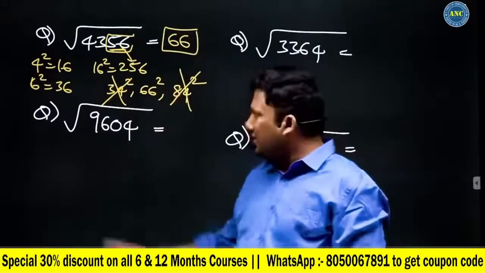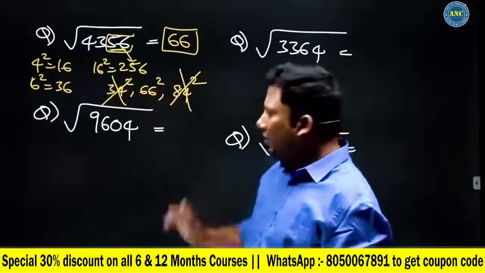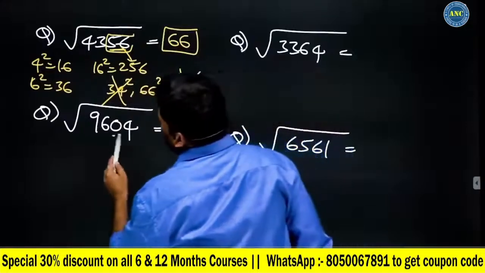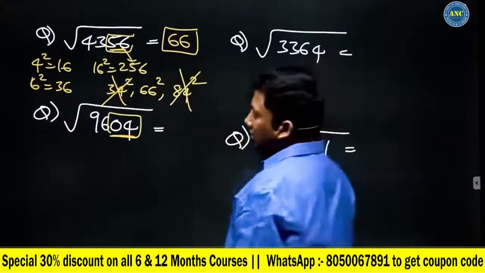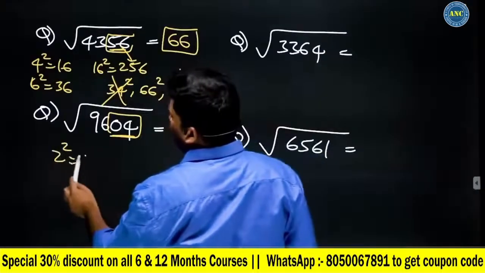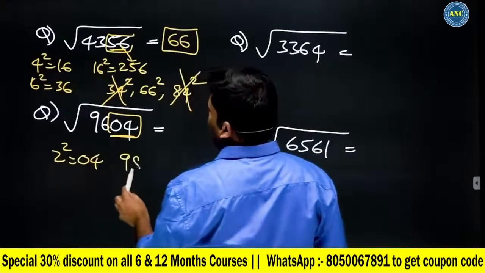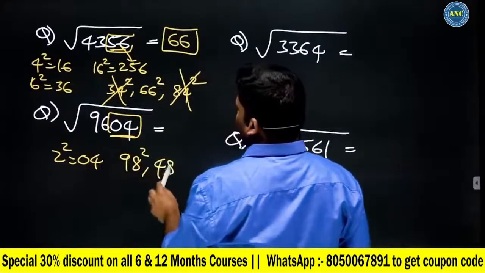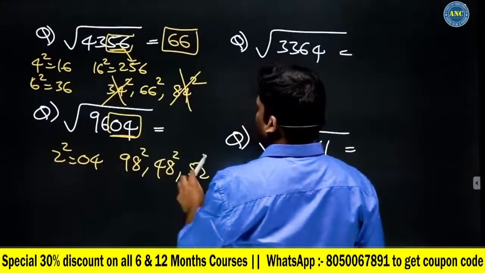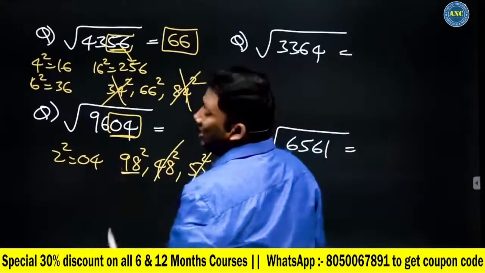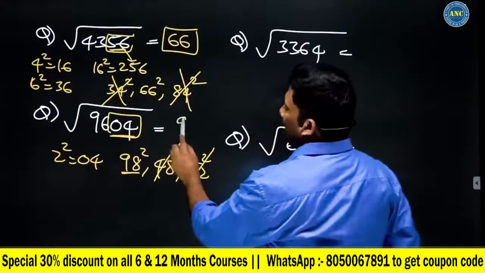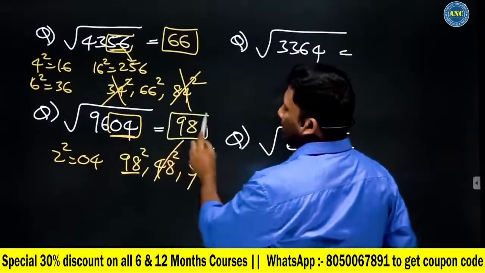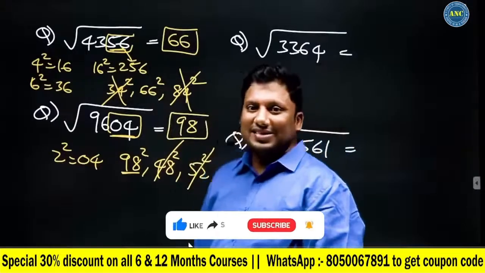I hope the idea is clear. Just by observing, you will get the answer. 9604. Last 2 digits is 04. 2 square is 4. Next is 100 minus 2, 50 minus 2 or 50 plus 2. 90 square is 8,100. It is greater than this number. Answer is 98.